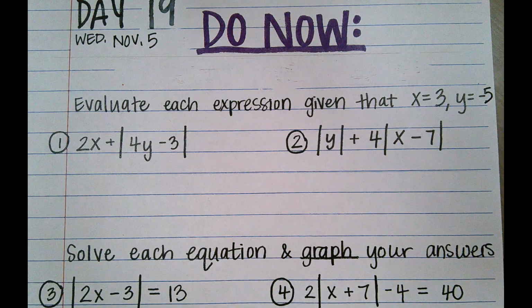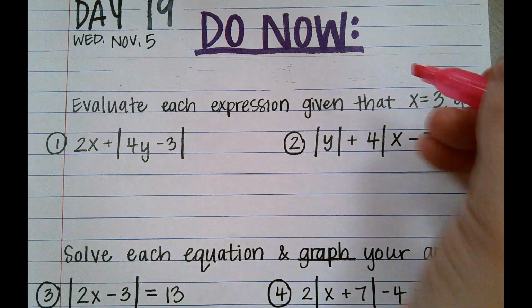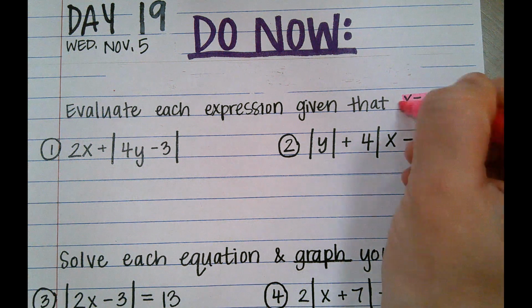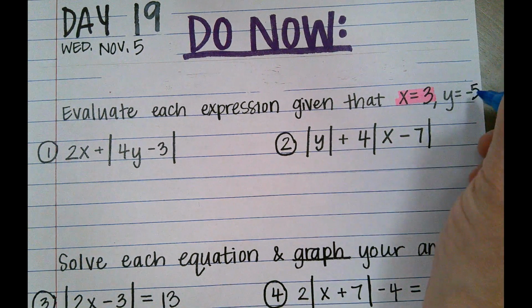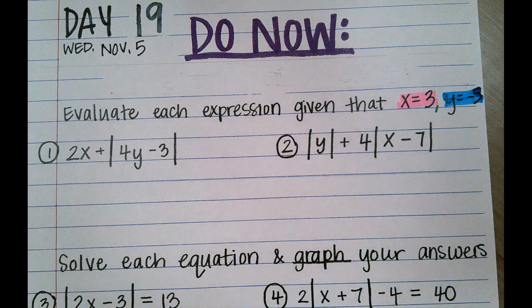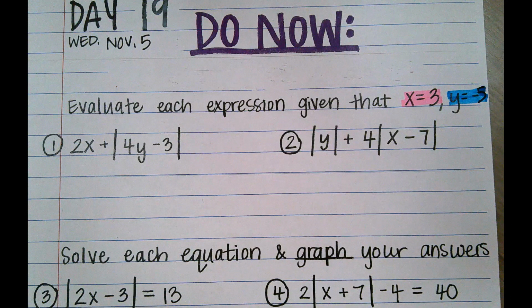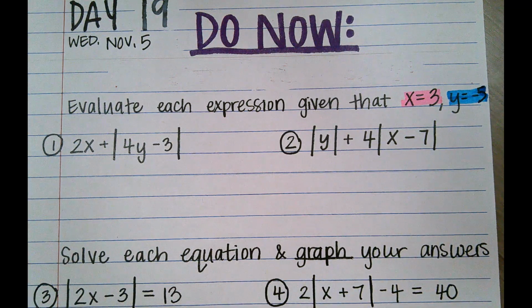So I'm going to go ahead and color code those. I'm going to make my x pink and my y blue. So x is 3, y is -5. And I'm just going to highlight all my x's and my y's in both of these problems.